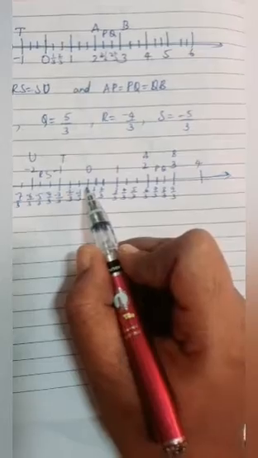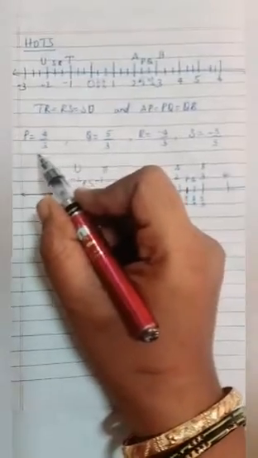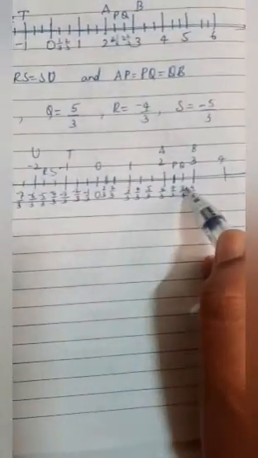So here from 0 to P, we have to count the number of divisions, children. 1, 2, 3, 4, 5, 6, 7. So the 7th division is the point P. The rational number will be 7 by 3. So I have written P is equal to 7 by 3. Let us move to Q. Point Q is the 8th division. So we have to write Q is equal to 8 by 3.